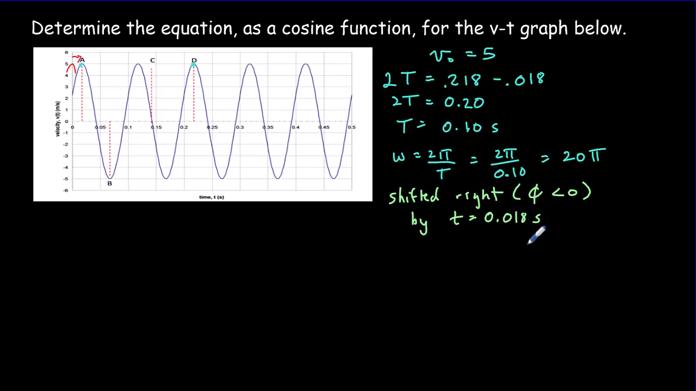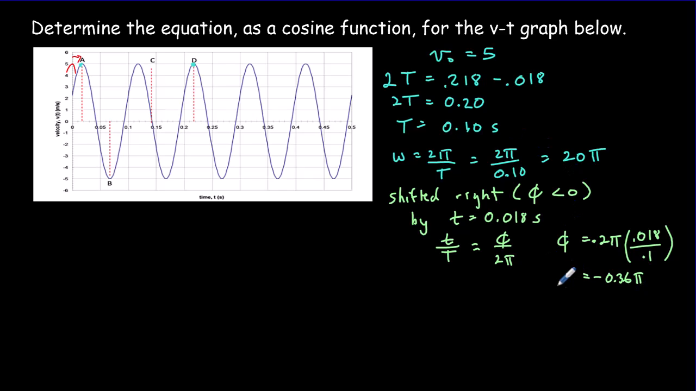0.018 seconds. So to find the phase angle, we know that t divided by the period must equal phi divided by 2 pi. So our phi value is going to equal 2 pi times 0.018 divided by 0.1, which is going to be, and remember, this has got to be a negative value, negative 0.36 times pi.